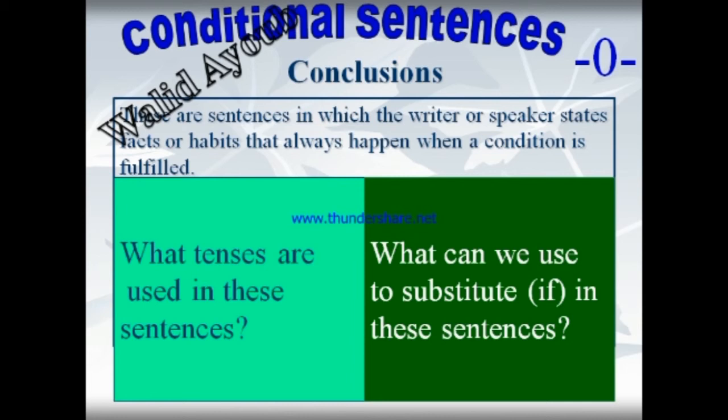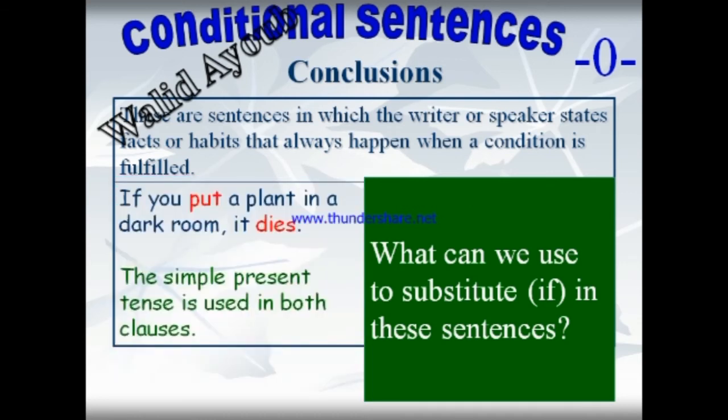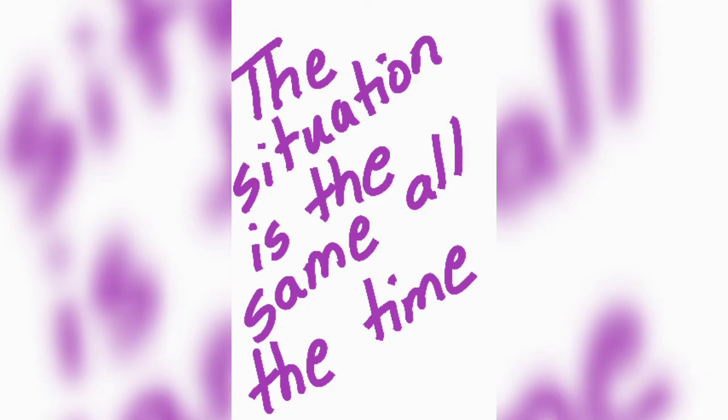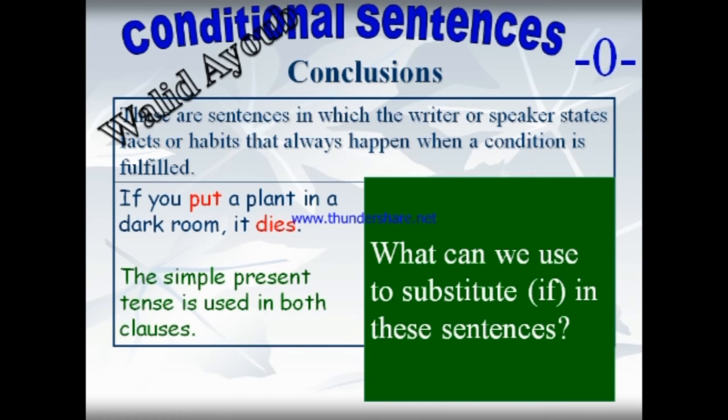In these sentences, we use the present tense in both clauses. If you put a plant in a dark room, it dies. This is a fact that was so, is still so, and will always be the same. In these sentences, we can substitute if with when, with no difference in meaning.